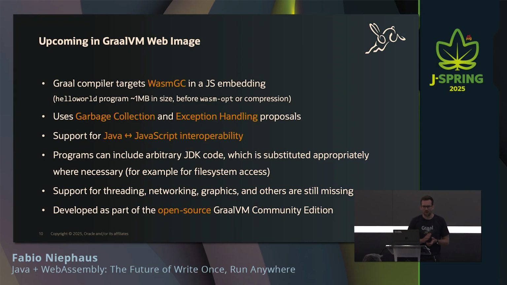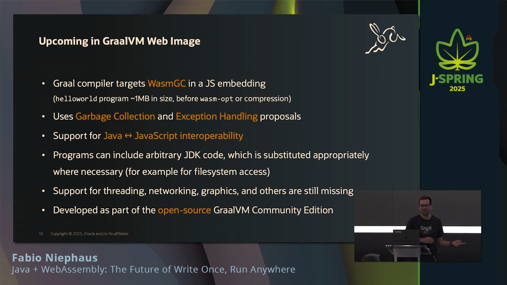So what do we want to do in the future with this? It's a preview feature of Oracle GraalVM at the moment. Right now, the Graal compiler targets the Wasm GC proposal. That is an instruction set in WebAssembly that allows us to reuse the garbage collector of the runtime. We need this to make Java fast. So that's what we're already using. Right now, we only support JavaScript embeddings, so you can only run this on Node or in the browser. But in the future, we want to directly talk to the WebAssembly module. So that's something that we want to do.